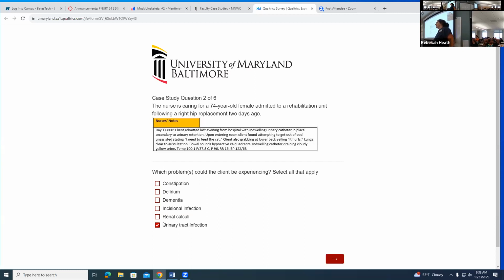It's confusion, but it's not like progressive. Right, so delirium is acute, while dementia is chronic. So this is something that she didn't necessarily experience beforehand, but now with the infection, she is experiencing. So I think delirium is absolutely a possibility. Any other things we think that could be happening? Renal calculi.